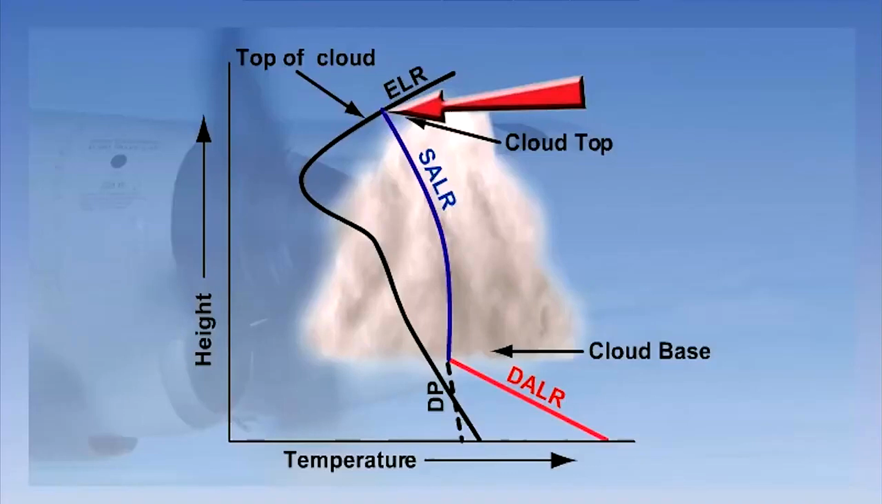This part of the ELR is known as an inversion because the temperature starts to increase with height. It is at this point that our parcel of air, which was following the SALR, is no longer warmer than its surroundings, the ELR, and therefore will no longer rise.